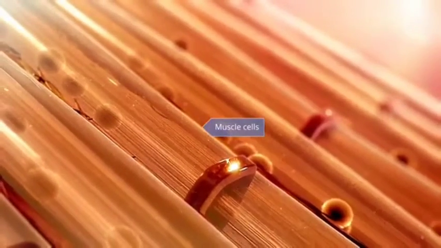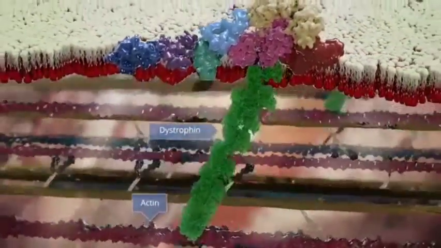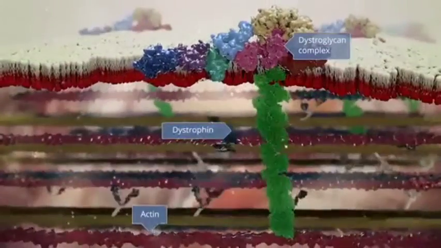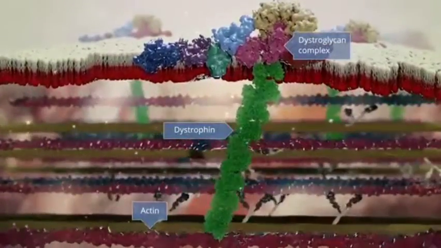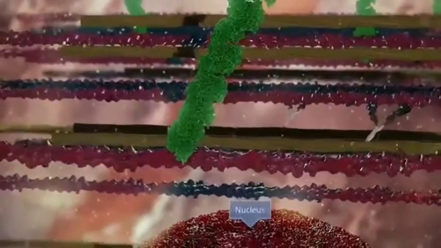Within muscle, the protein dystrophin performs a critical structural role, anchoring the actin skeleton to the sarcolemma membrane in conjunction with other proteins of the dystroglycan complex. In doing so, dystrophin is thought to help protect the muscle from strain-related damage during muscle contraction.